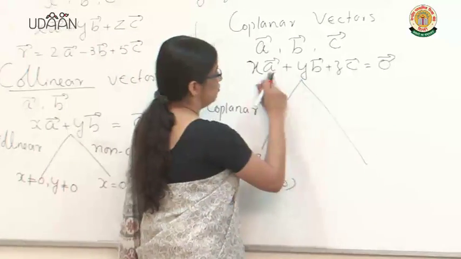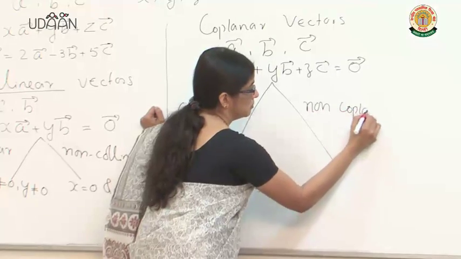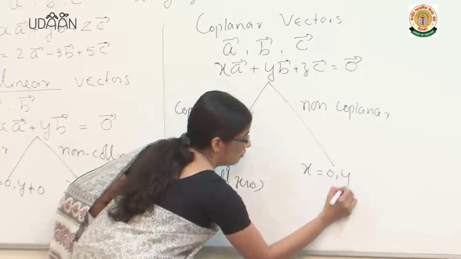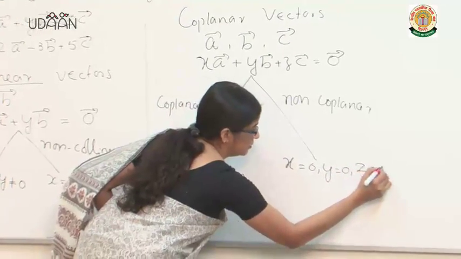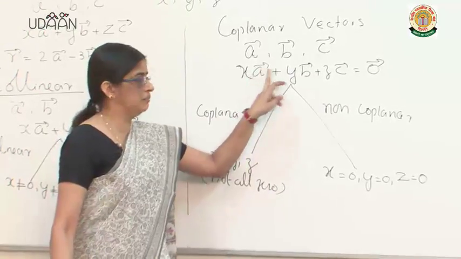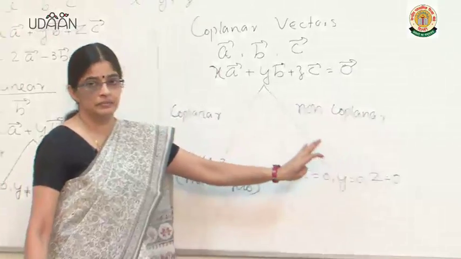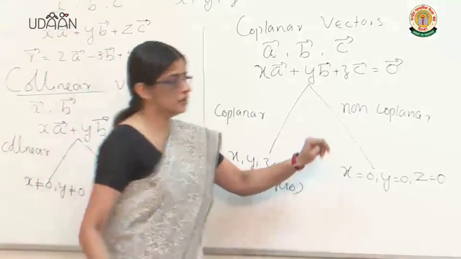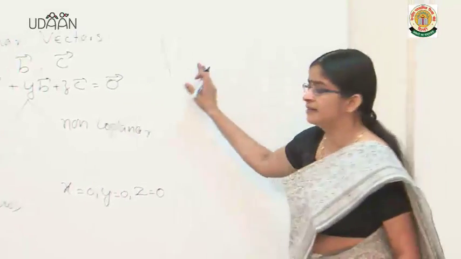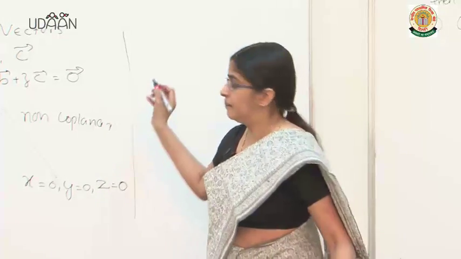Now tell me, when do we say these vectors are non-coplanar? When x equal to 0, y equal to 0, z equal to 0, when the linear combination of vectors xa plus yb plus zc equal to 0 exists. Is that clear? Good. Next, we will discuss linear dependence and linear independence of vectors.